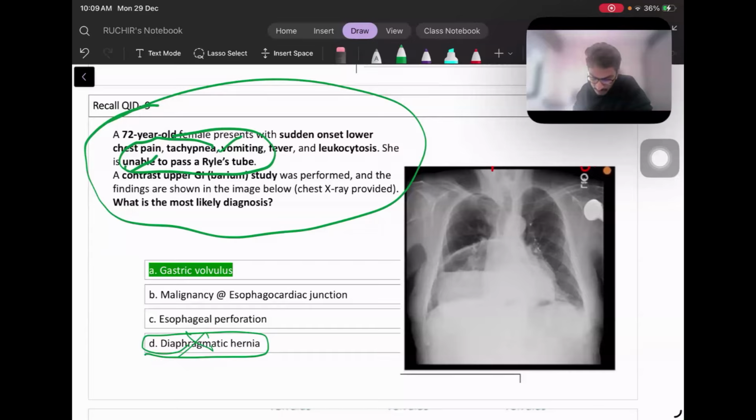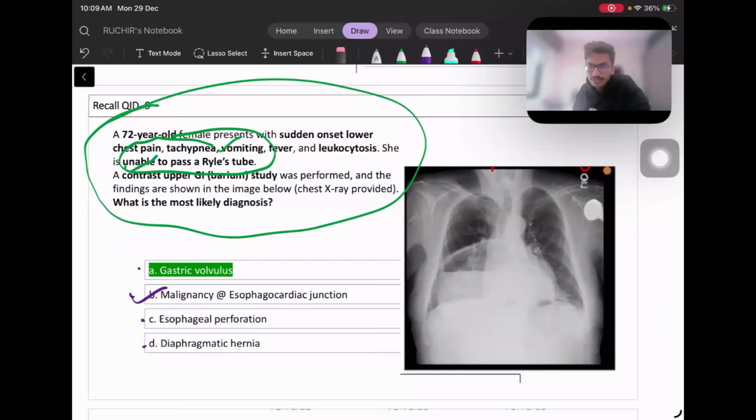So malignancy is obviously ruled out because they won't present like this. This scenario is not typical for a malignancy. Malignancy and esophagocardiac junction were two different options. Can you just help me out with the options here? Are these options okay? Any issues or discrepancy in the options? Yeah, one option is malignancy. The other options are esophageal perforation, diaphragmatic hernia, and gastric volvulus.